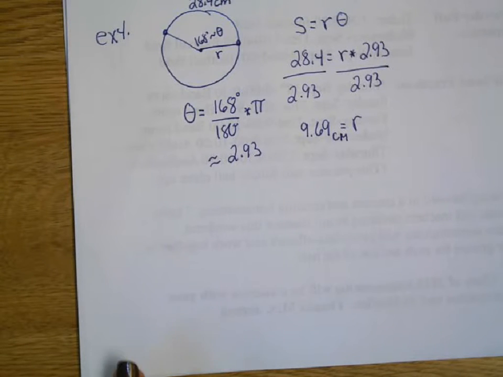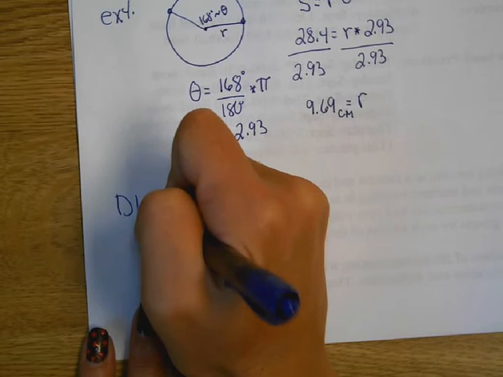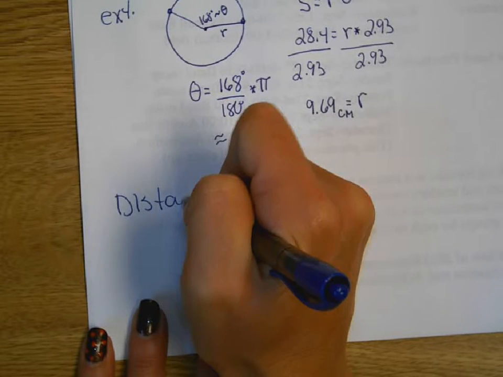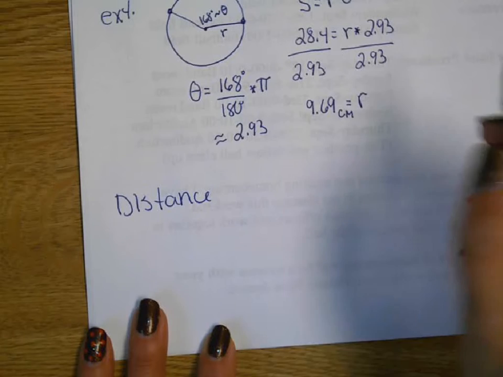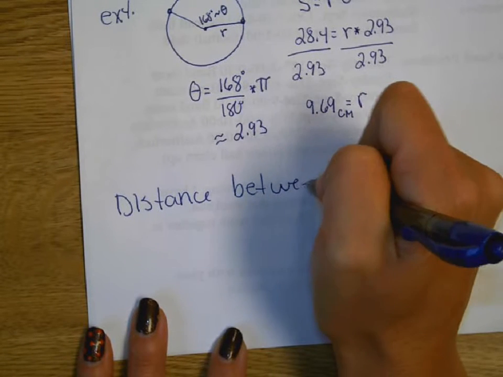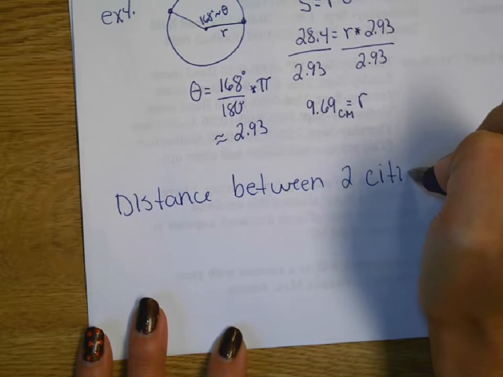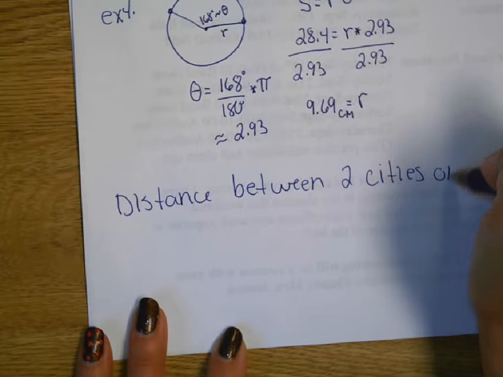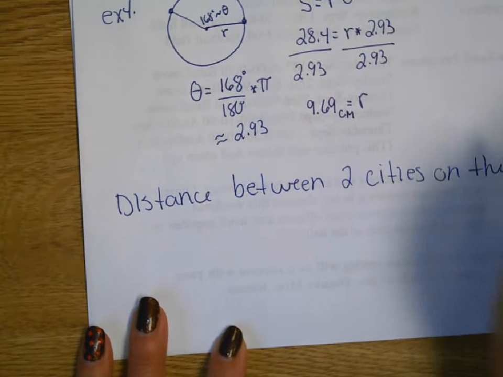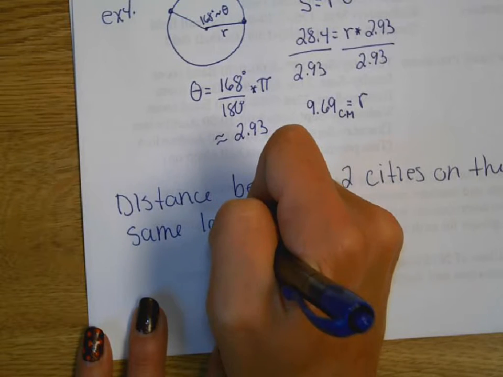Okay, so I'm ready. This is the directions first, not another example. Distance between two cities on the same longitude line.